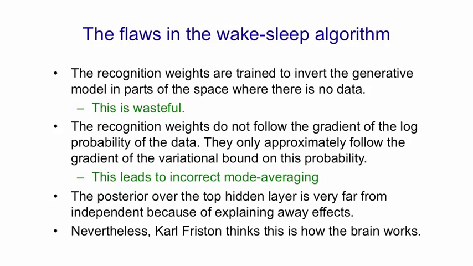Despite all these problems, Carl Friston thinks this is how the brain works. When we initially came up with the algorithm, we thought it was an interesting new theory of the brain. I currently believe that it's got too many problems to be how the brain works, and that we'll find better algorithms.